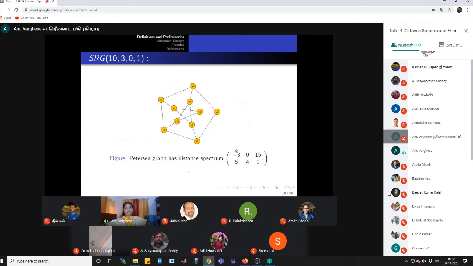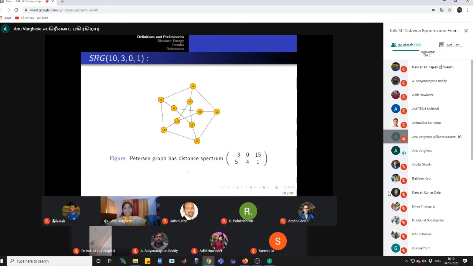This is an example of a strongly regular graph. This is the well-known Petersen graph. It has distance eigenvalues -3 with multiplicity 5 and 0 with multiplicity 4, and 15 with multiplicity 1. 15 is the spectral radius, and the spectral radius is of course a simple eigenvalue.